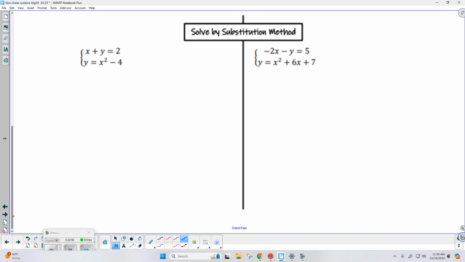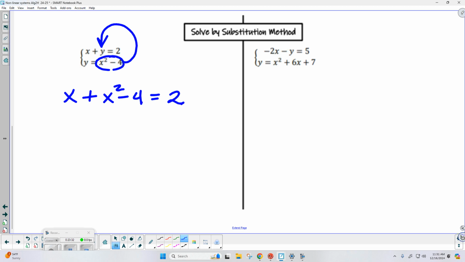Okay. So let's do this one because this one's a linear and it's also a quadratic. The one on the left. So x plus y equals 2, and then y equals x squared minus 4. Okay. So we want to use substitution. Well, you'll notice the second equation is already y equals, so why don't I take that and substitute it into the other equation. So instead of x plus y, I'm going to have x plus x squared minus 4 equals 2.